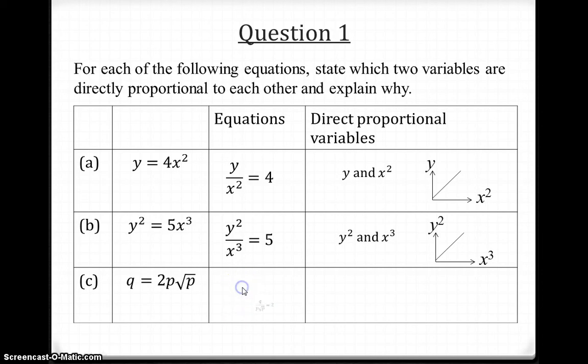In this case, you will have q over p square root of p, because all these are unknown. Only 2 is constant. So the directly proportional variables will be q and p times square root of p. To plot the graph, you have q as the vertical, and p times square root of p as the horizontal. Okay, let's continue.